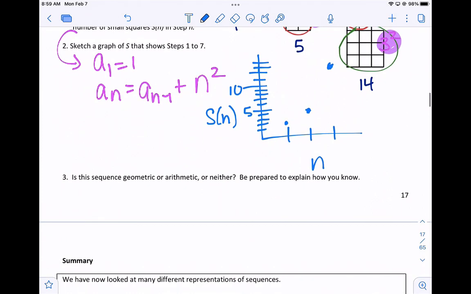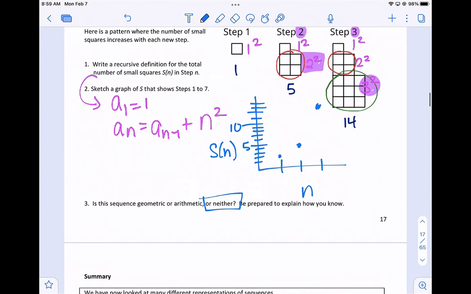But it says, is the sequence geometric, arithmetic, or neither? And I would say neither. Explanation: if it's arithmetic, you're adding the same number every time, and we are adding, but not the same number every time. And it's geometric if we're multiplying by the same number every time, and it's neither of those. We're adding by the step number squared, which increases by 1 every time. So I would say this is neither arithmetic nor geometric.